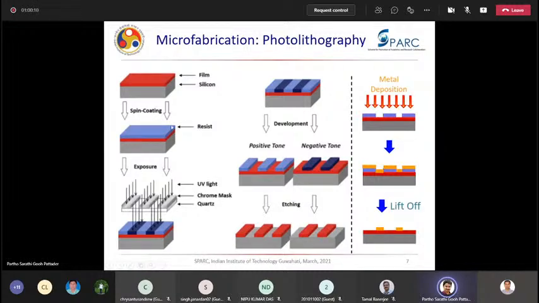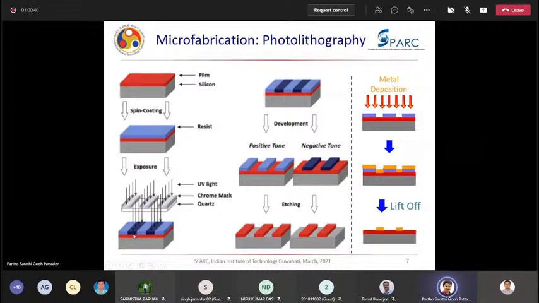Okay, then a mask is placed on top of it, and it is exposed with some light. So this mask is blocking the light here, here, or here, and the light can pass through the open space. This light can pass through, and it can interact with the resist material, that blue color resist material.